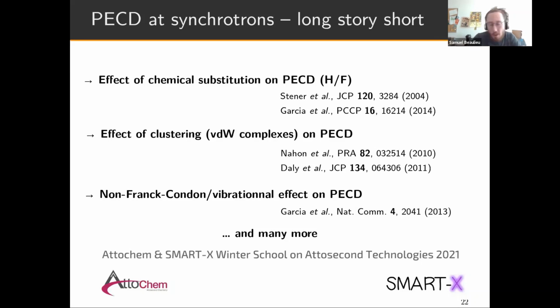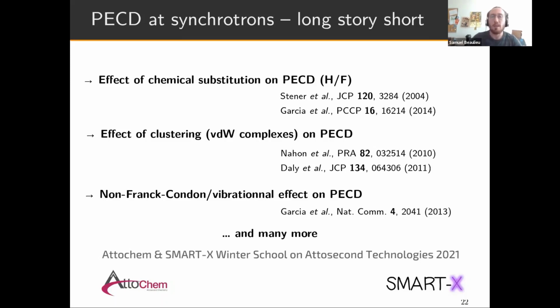So this was a quick history of PECD at synchrotrons, but the partial conclusion is that PECD is a very, very sensitive probe to investigate the static molecular structure of chiral molecules in the gas phase. And this is possible because the signal is very, very strong compared to normal or more standard chiroptical techniques.